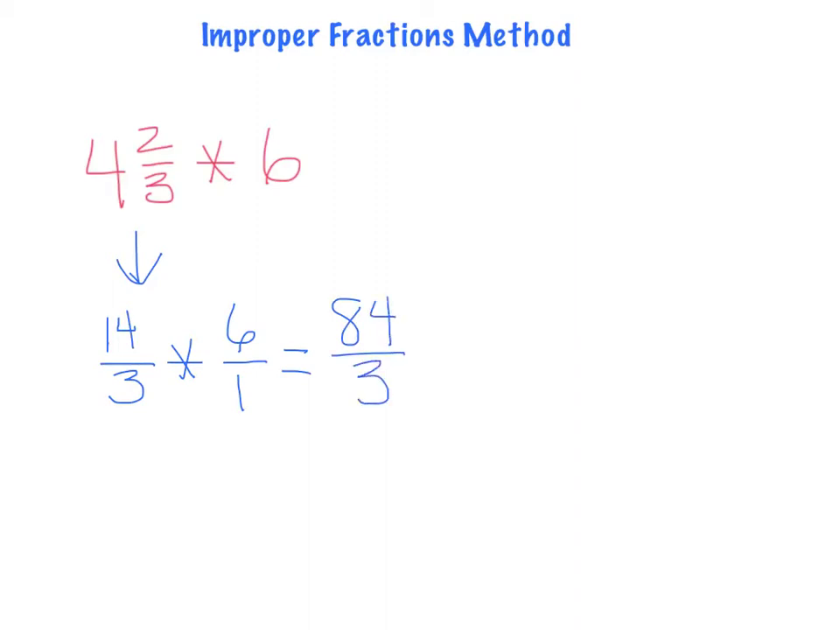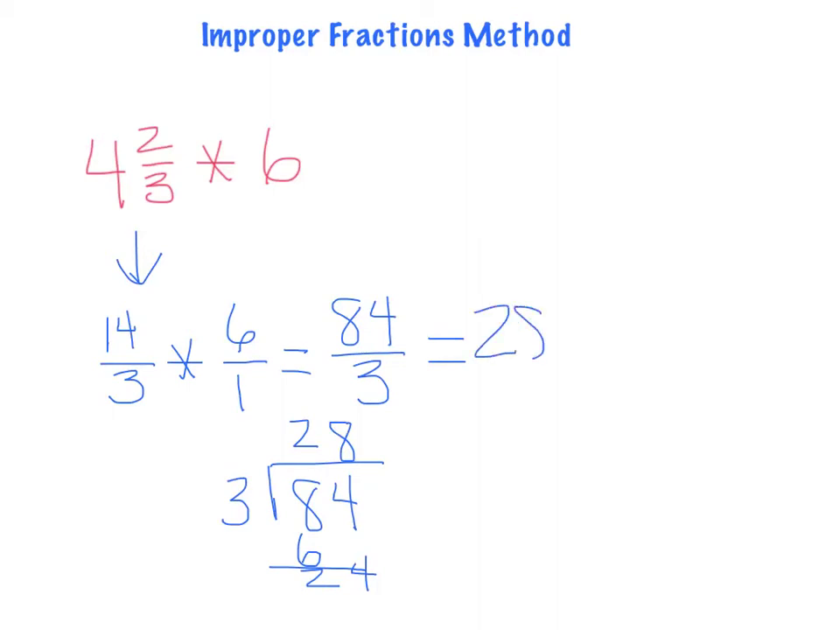84/3. Now, this ends up being a little bit of division in order to turn this back into a mixed number, but that's okay. I'm going to just go ahead and do the division down here. So this becomes 28, and actually I don't have a remainder, so it's a whole number, 28.